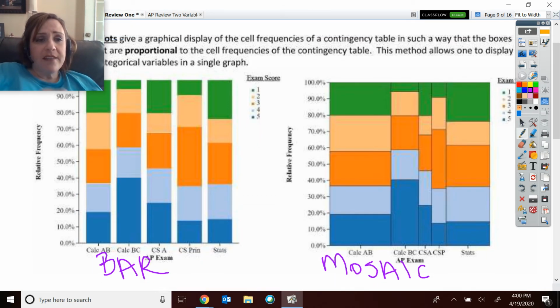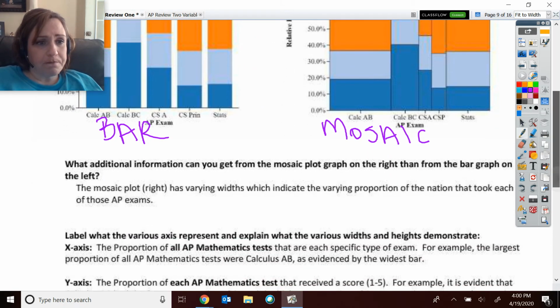Okay, well, I can clearly see on the left the widths of all the bars, and these are the math AP exams, okay? The widths of all the bars are similar, but over here on the Mosaic plot, some of them are wider than the others, okay? And they are touching. So there's a reason that we have those different widths, and let's look at that.